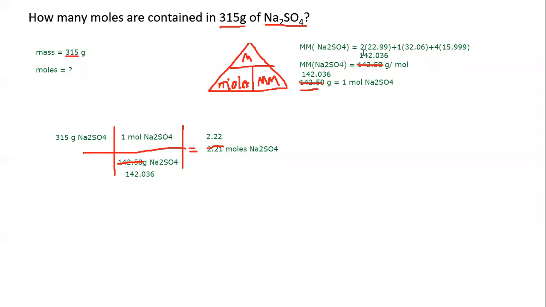So just one small error. I had incorrectly added the molar masses. So the molar mass of sodium sulfate is 142.036, and it slightly changes the answer to 2.22. So on that note, we'll go to the next one.